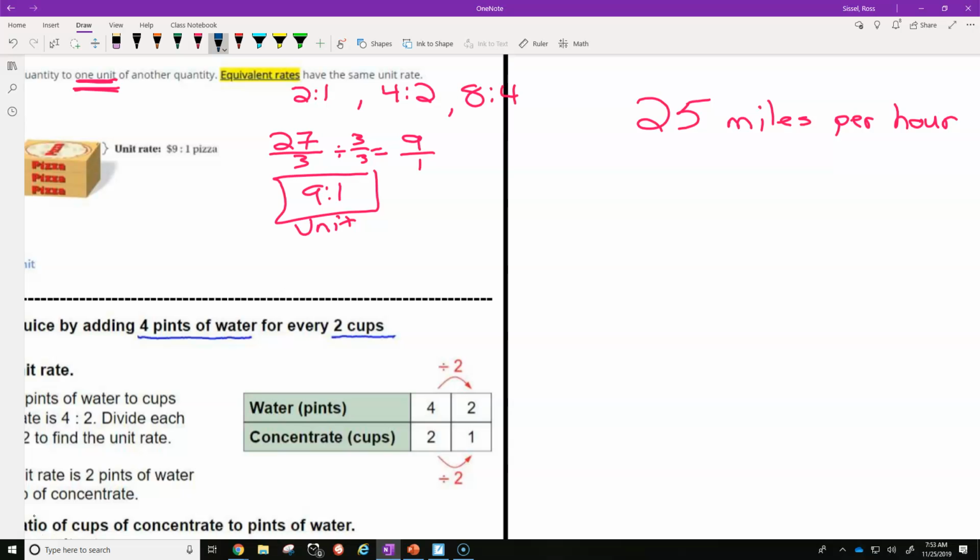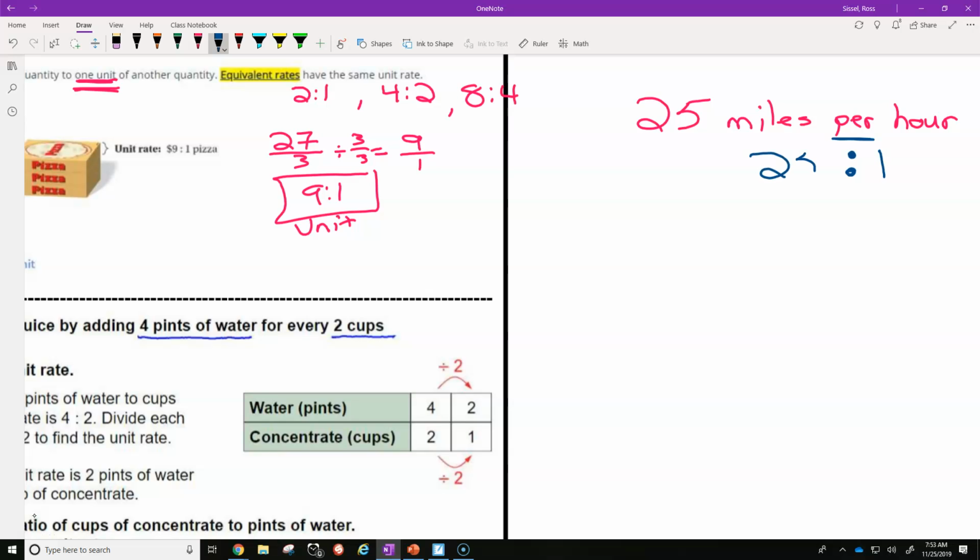Good. If I was driving 25 miles per hour, some people don't even realize this. This is what happens in a car. If my speed, and I go to the speedometer, it goes to 25. That means if I drove that constant speed for 1 hour, I didn't speed up and I didn't slow down, in 1 hour I would have driven 25 miles. This is our rate. Per can tell us that we're doing a ratio. And when I say per and I have just hour, that means 1 hour.